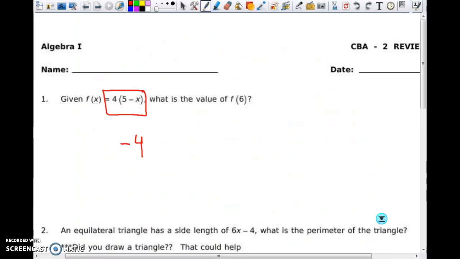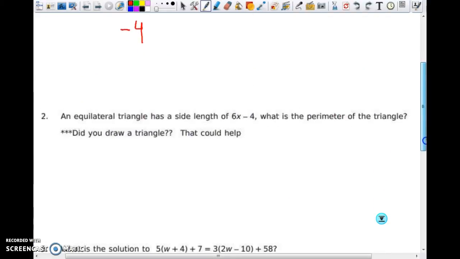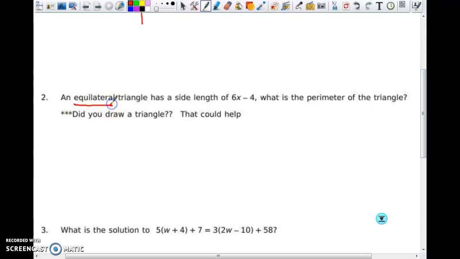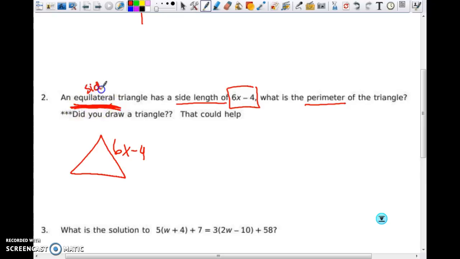So then, looking at question number 2, an equilateral triangle has a side length of 6x minus 4. What is the perimeter of the triangle? So, again, what is equilateral? It's where the sides are all the same, right? So we know that one side is 6x minus 4, and we're trying to find the perimeter, and perimeter is when you add up all the sides. Equilateral means they're all the same.